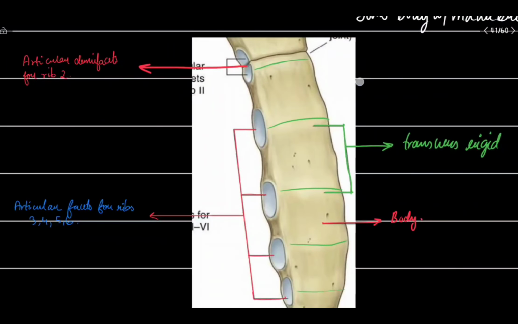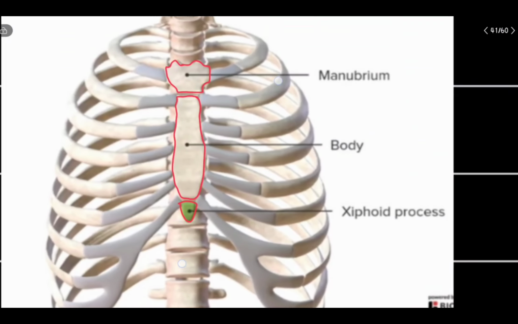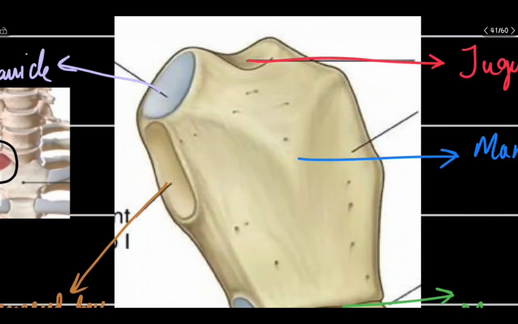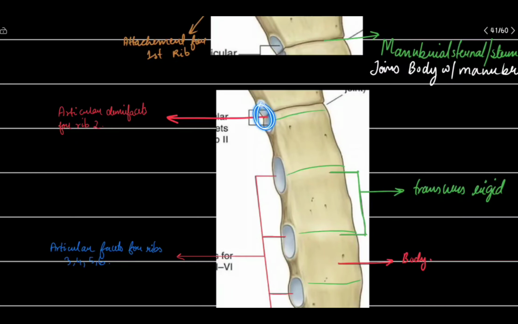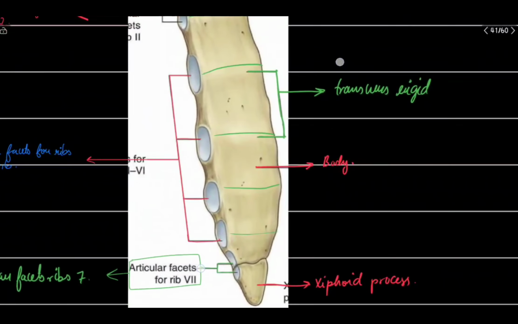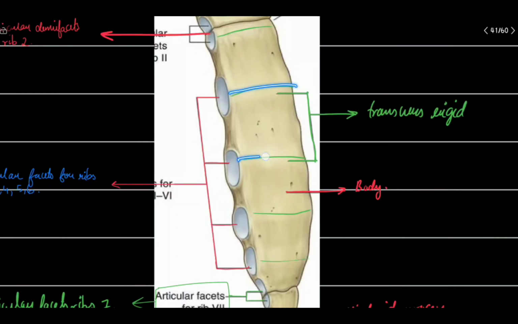Now let us see the body. At first we have the articular demifacets for rib 2. This is the second rib over here, and this is the body, and here are the articular facets for the second rib. This one is the articular facet for the second rib, which is also called a demifacet. We have the articular facets for the third, fourth, fifth, and sixth ribs. And the lines formed in between the facets are called the transverse ridges. These transverse ridges form on the body, and they appear as visible lines on the body.